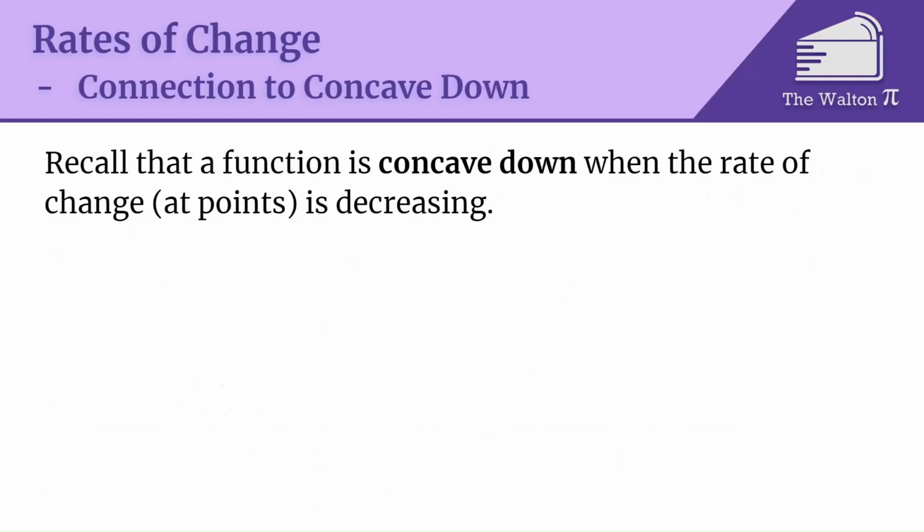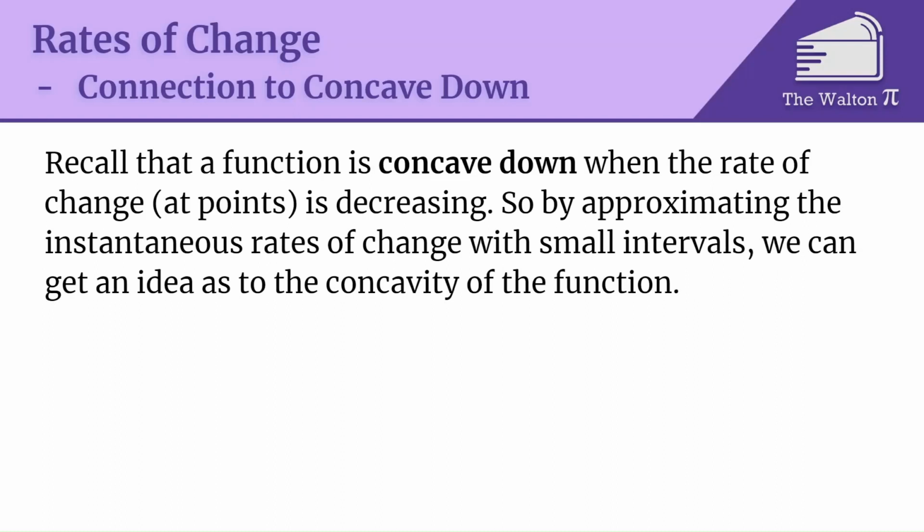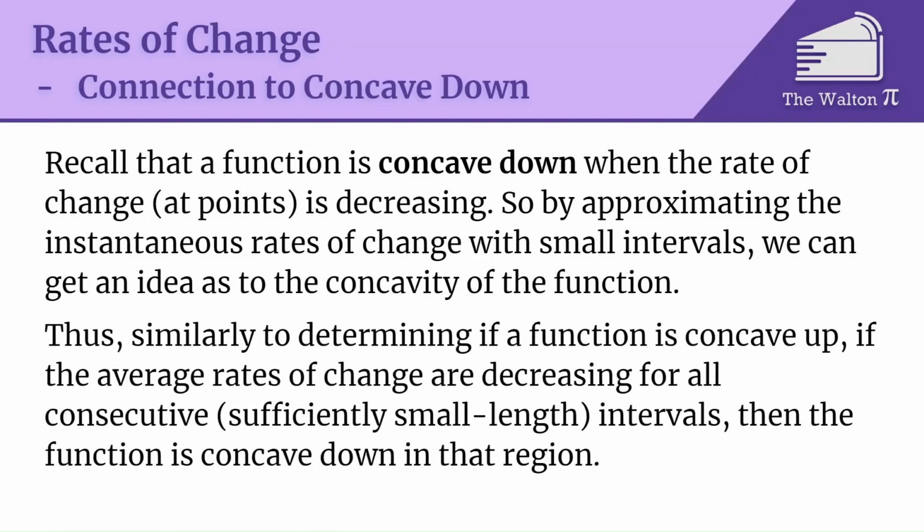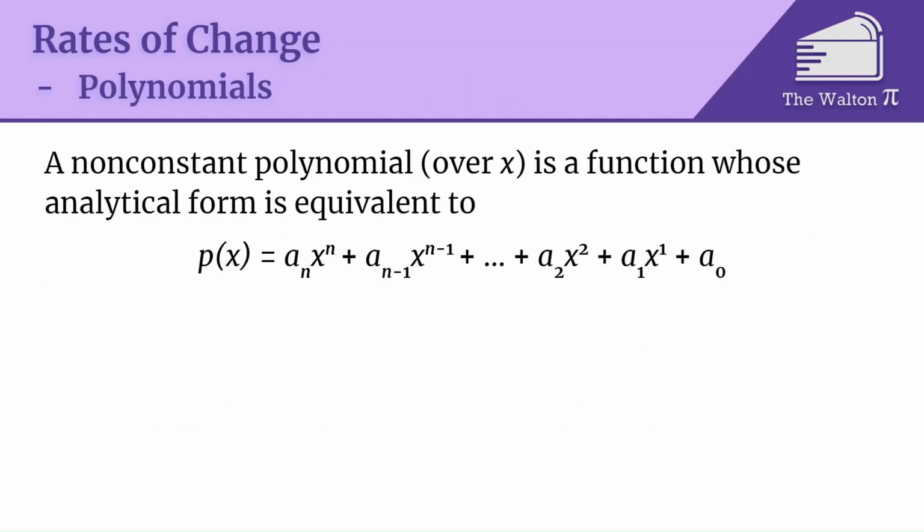We can also do a similar thing with concave down. Remember, a function is concave down when the rate of change at points is decreasing. So if we approximate the instantaneous rates of change with small intervals, we can get an idea as to the concavity of the function. If the average rates of change are decreasing for consecutive sufficiently small length intervals, then that means that the function is concave down in that region.